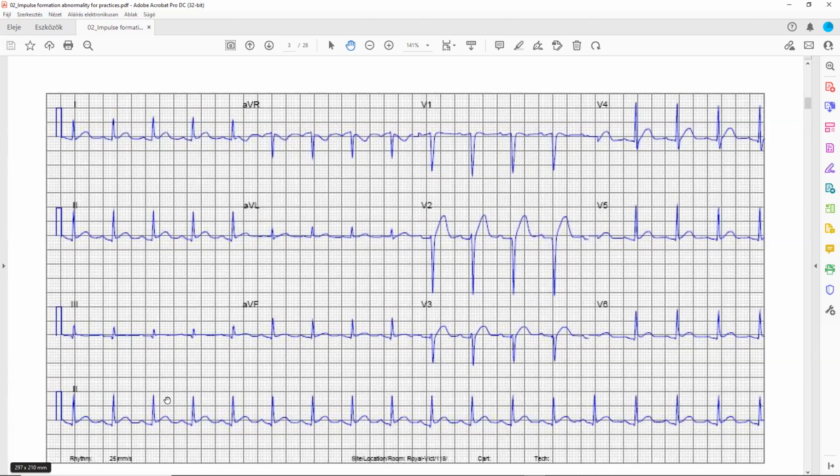Okay, so first regarding the rhythmicity, I think this is quite rhythmic. And then the heart rate: because it's rhythmic, we can count the number of big squares and then divide 300 by it. It seems like almost 2.7, so it's less than 3. So it would be 300 divided by 2, around 110. Yes, 110 means within the normal.